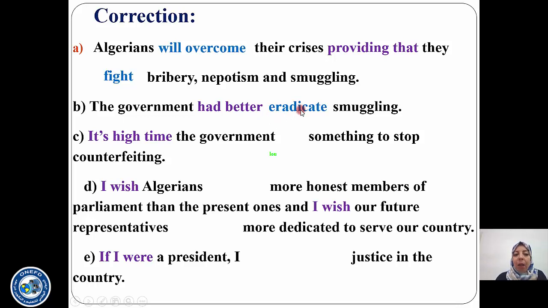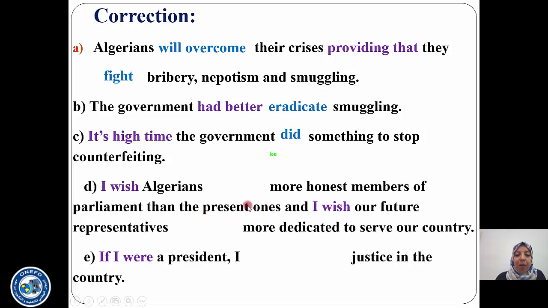to. It's high time the government did. After it's high time or it's about time, we use a subject, and that is followed by the past simple. Okay, the past simple of the verb. Wish. I wish Algerians more honest members of the parliament than the present ones.